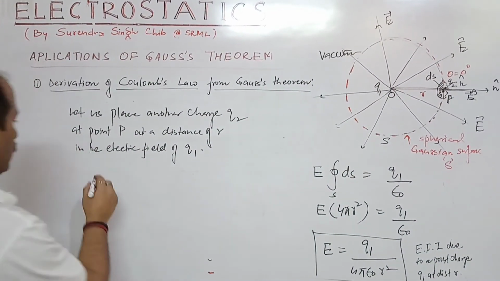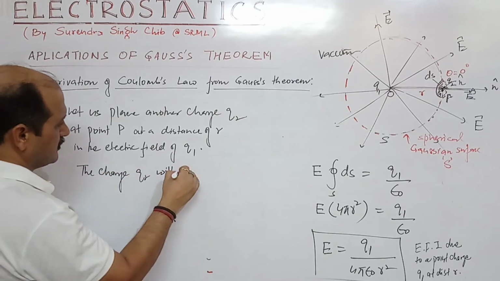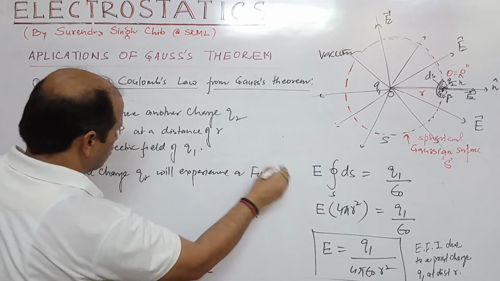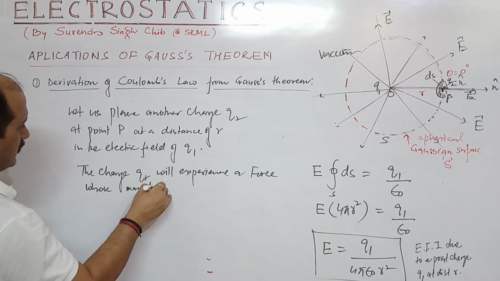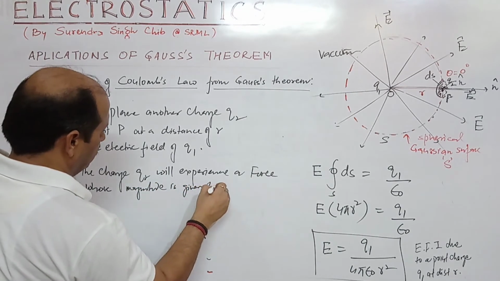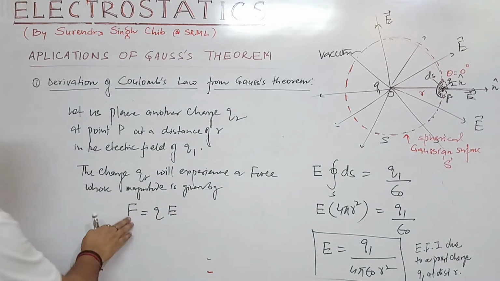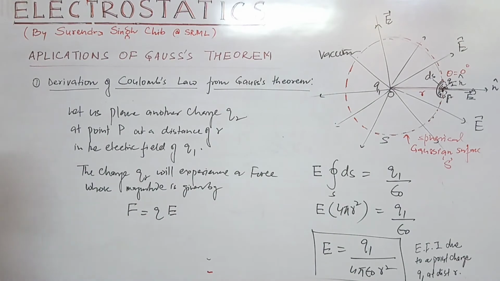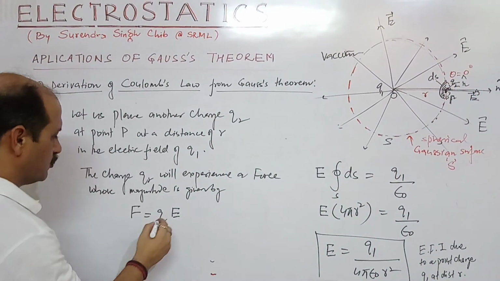The charge Q2 will experience a force whose magnitude is given by F equals Q into E. See, this is the general formula: the force experienced by a charged particle in an electric field. I have told this in the previous lectures. When a charge Q is kept in an electric field, it experiences a force. Now, which charge have we put here? We have put a Q2 charge here.